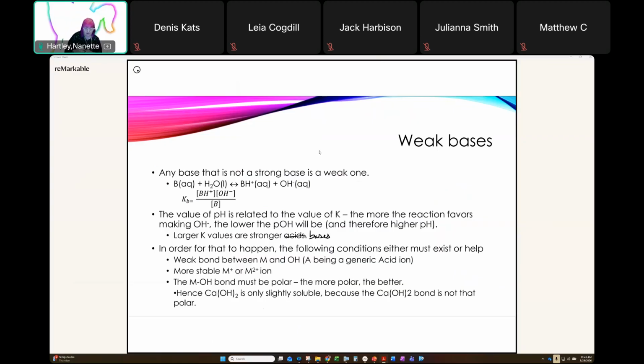In order for that to happen, the following conditions must either exist or help. Again, a weak bond between M and the OH, if that's the way you're generating it. And that's M for metal, by the way. You must have a stable BH plus. Okay, so once you've added that proton to it, it needs to be stable. Okay, and if we're talking about taking the OH off, the metal must be stable on its own. And if we're adding an H to it, then we want that BH plus to be more stable than the B on its own. Okay, so either of those situations is favorable. Okay, so cool with that.